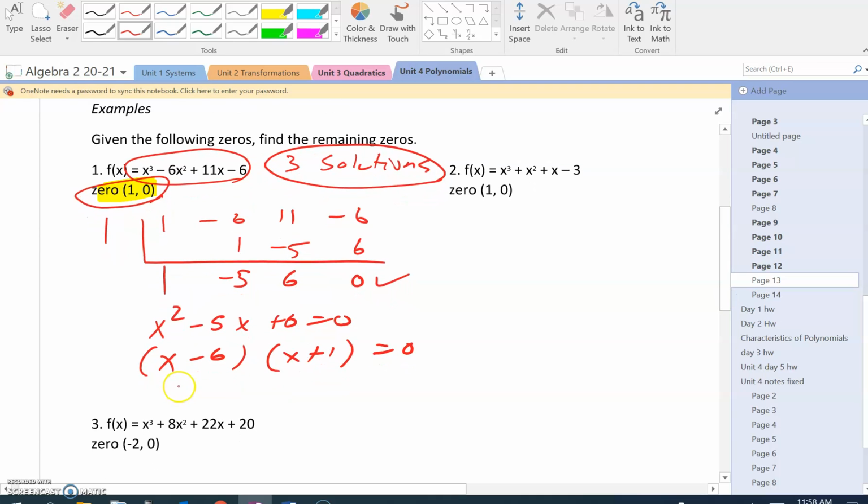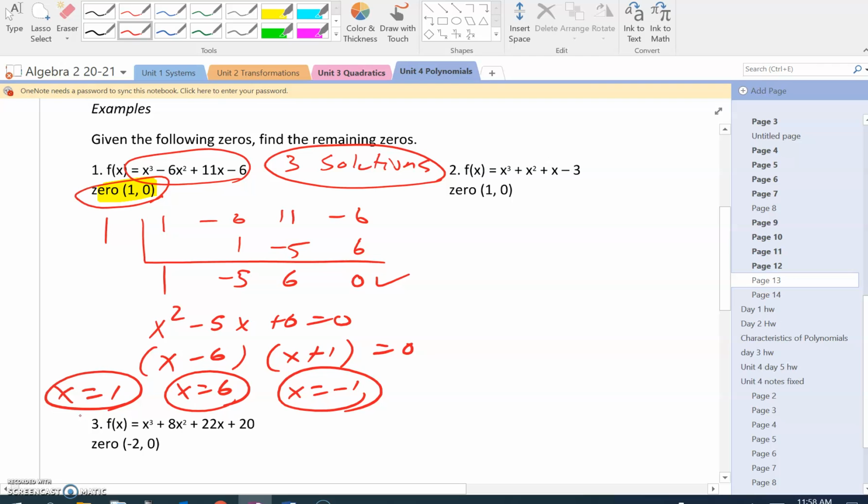ZPP it. I get x equals 6 and x equals negative 1. And then, of course, I had already 1. So there's my 3 solutions, and that's number 1. Done and dusted. We're moving on to number 2.